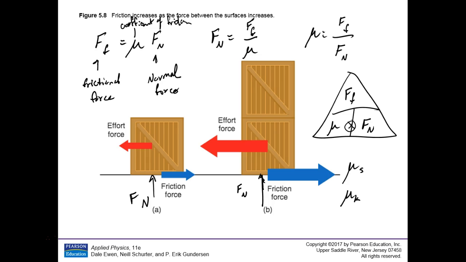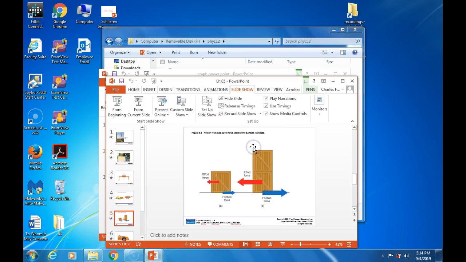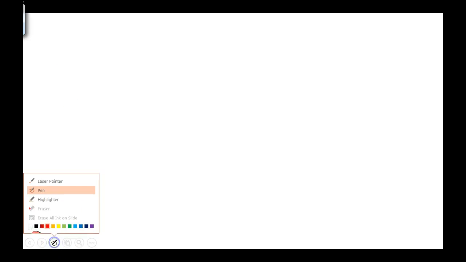All right, ready for example 1, bottom of page 133. So let's get out of this slide, go back to our plain slide, and let's do example 1. A force of 170 newtons. Let me get my pen back, right? Every time I change, I have to change the pen.